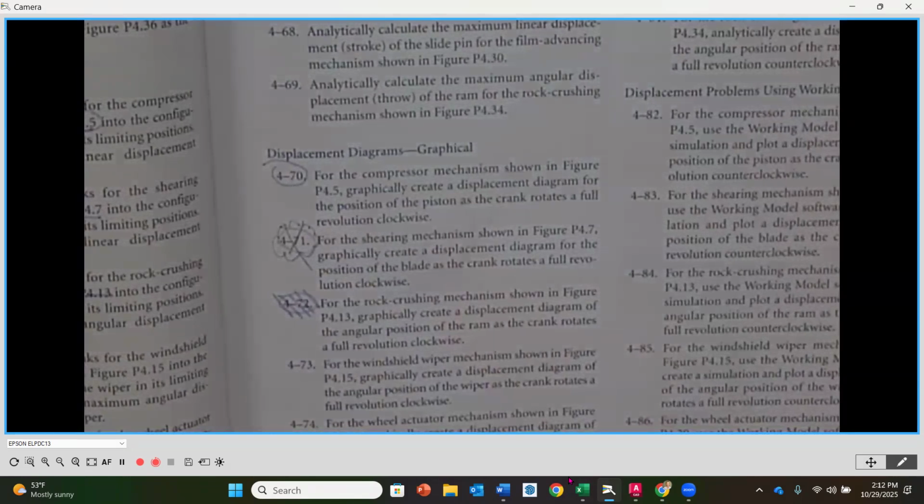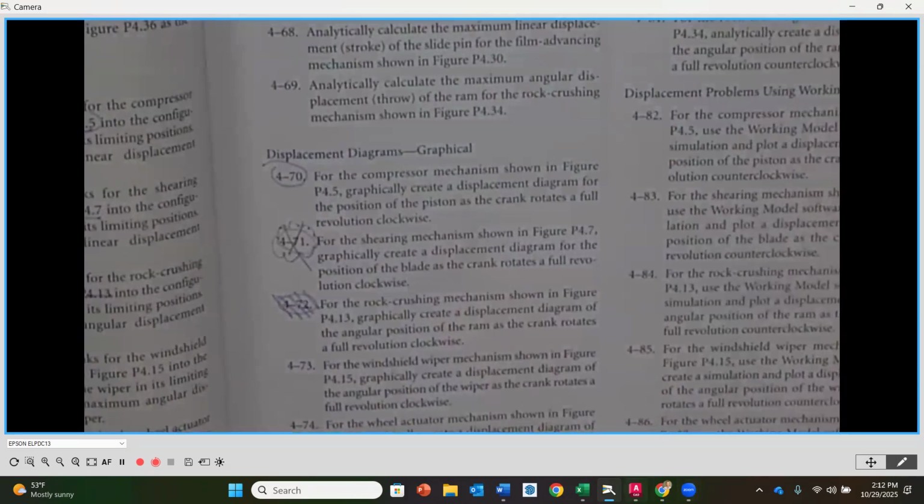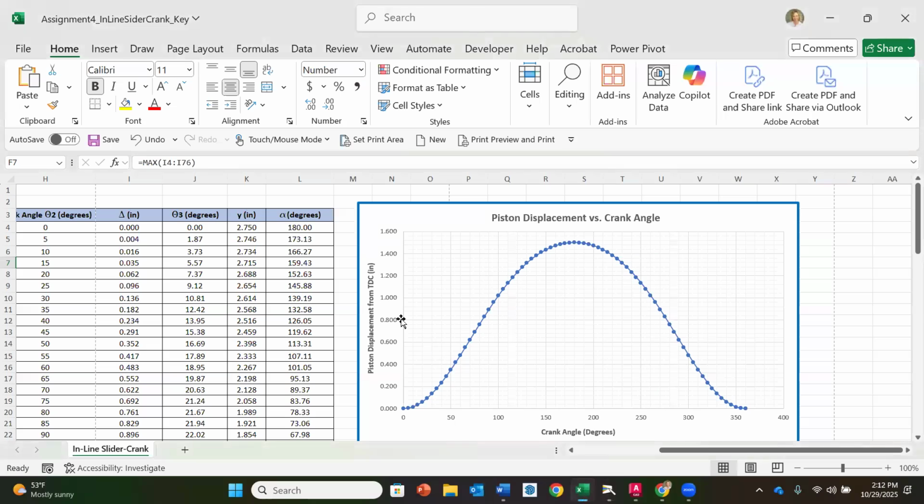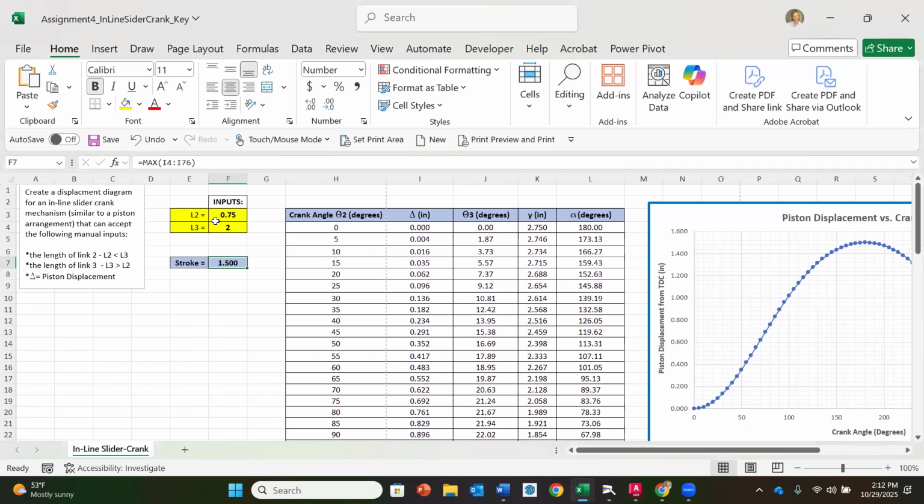Now, what you're going to do is you're going to use the Excel spreadsheet to assist you. So if I go back to my Excel spreadsheet, I'm going to use the information to put in the length of link number 2 from that mechanism for problem 4.5. And then I'm going to do the length of link number 3. And it's going to create everything here for you. It's going to fill in the numbers. It's going to create the displacement diagram, and it's going to calculate your stroke. So that's kind of like the numbers, right? That's going to do it for you.